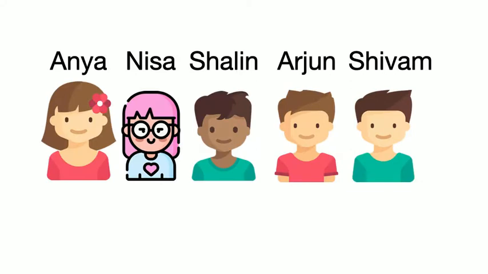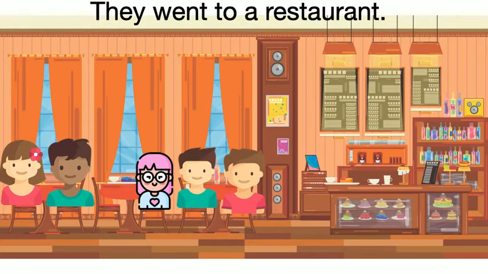Let's say we had 5 friends, Anya, Nisa, Shalin, Arjun, and Shivam. And let's say these 5 friends all go to a restaurant. Do you want to say in a conversation, or if you were writing a story, Anya, Nisa, Arjun, Shivam, and Shalin all went to a restaurant? Okay, that sounds fine. Nothing wrong with that. But then, what if you want to say they ordered a pizza?